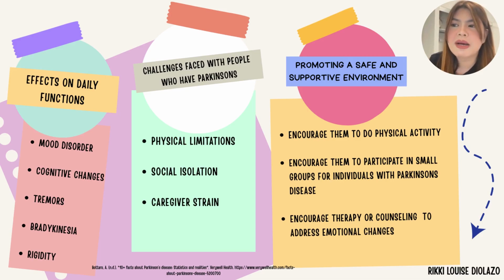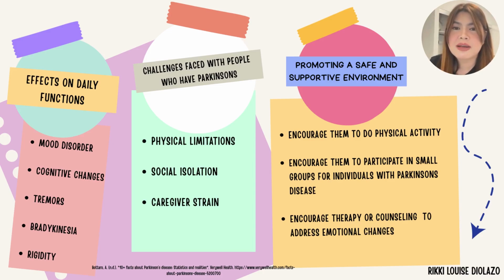I'm also going to talk about challenges faced by people who have Parkinson's. First is physical limitation. Difficulty with motor skills can make tasks difficult, like buttoning their shirt, writing, or even using utensils. Second is social isolation. An individual may experience withdrawing from social activities. Third is caregiver strain. The person who's providing care may experience stress or burnout.